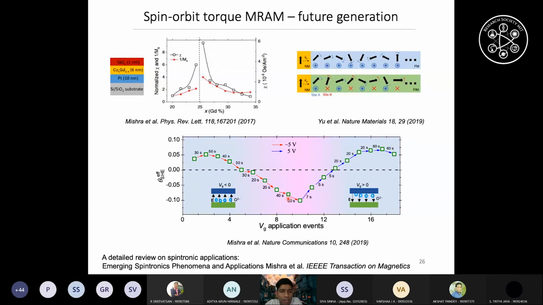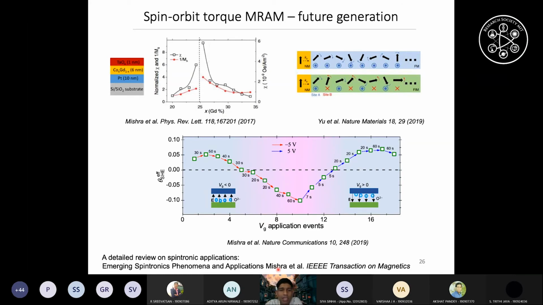So all these things. And if any of you find it interesting, you can read this detailed review by myself and my professor. It is in IEEE Transactions on Magnetics. It gives detail. These are some of the areas I introduced which are popular. There are other areas also in which spintronics is used, like sensors, terahertz generation, flexible electronics, etc., and even for computing.